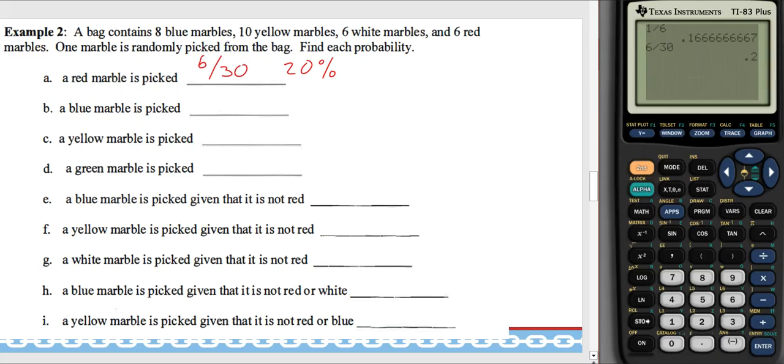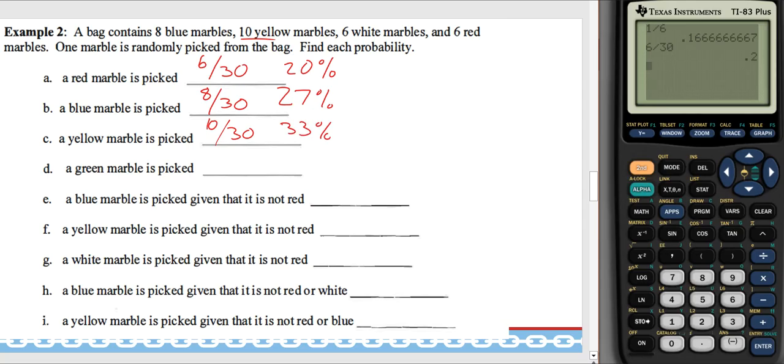on the calculator of dividing them out, right? It's just numerator divided by denominator, and then scooting that decimal over 2 places to turn it into a percent. So blue marble, probability I pick a blue marble, well, there's 8 blues, still 30 in the bag, right? If I round that to the nearest whole number, 27% chance. 10 yellow marbles, right? 10 yellow marbles, still 30 in the bag. So that's a 1 in 3 chance, a 33% chance.